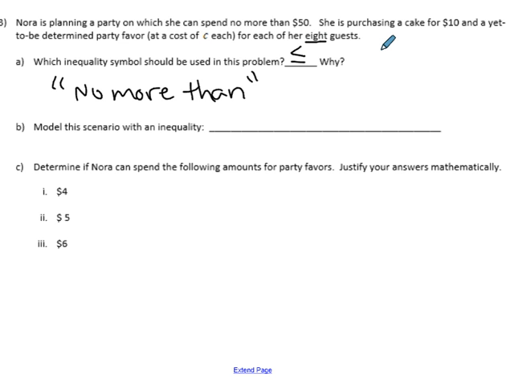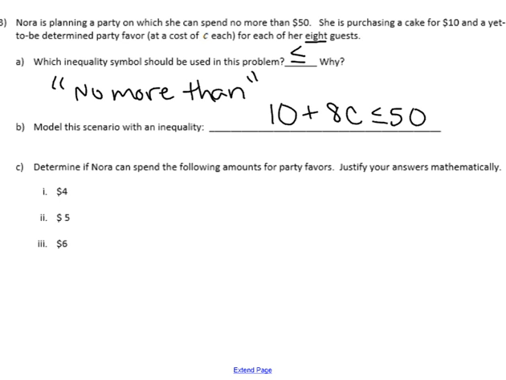So now let's figure out a scenario, or an inequality. I know it's going to end with less than or equal to $50, because she can't spend more than that. So let's figure out the rest of this. She's purchasing a cake for $10, so purchasing that one time. Then she's adding on those party favors for 8 of her guests. So if she's going to do 8 party favors at a cost of C each, we're adding on an 8C. So that's our inequality.